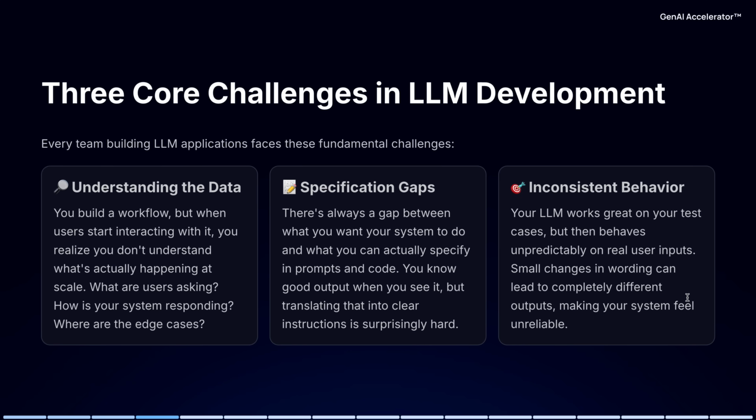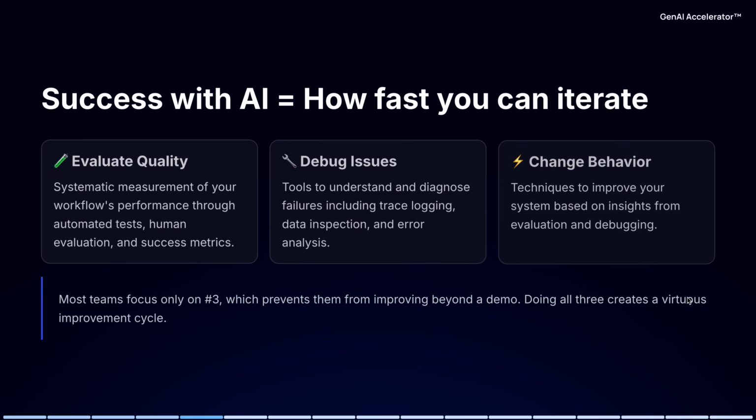And then there's the challenge of inconsistent behavior. So your LLM works great on your test cases, but then behaves unpredictably on real user inputs. Small changes in wording can lead to completely different outputs, making your system feel unreliable. So subtle nuances, subtle changes in how users ask a question or how a customer care ticket is coming in or how a particular document is processed can make all the difference. So these are really the three core challenges in LLM development.